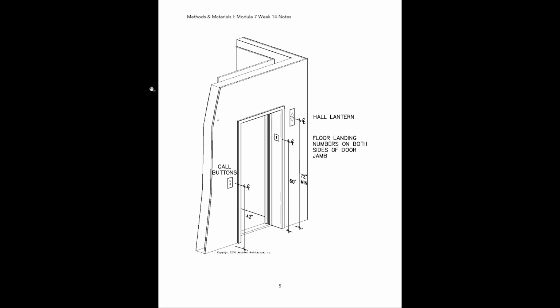So this is just to recap what I just mentioned on the last slide. Here we have our call buttons, the buttons that you push to call the elevator, and the center of the faceplate of the call buttons has to be exactly 42 inches above the floor. Over here is our hall lantern. These are the lights that indicate if the elevator is moving up or down. You want the center of those to be a minimum of 72 inches above the floor level. And then here we have an indicator that tells us what floor we're currently on, and that needs to be 60 inches above the door.